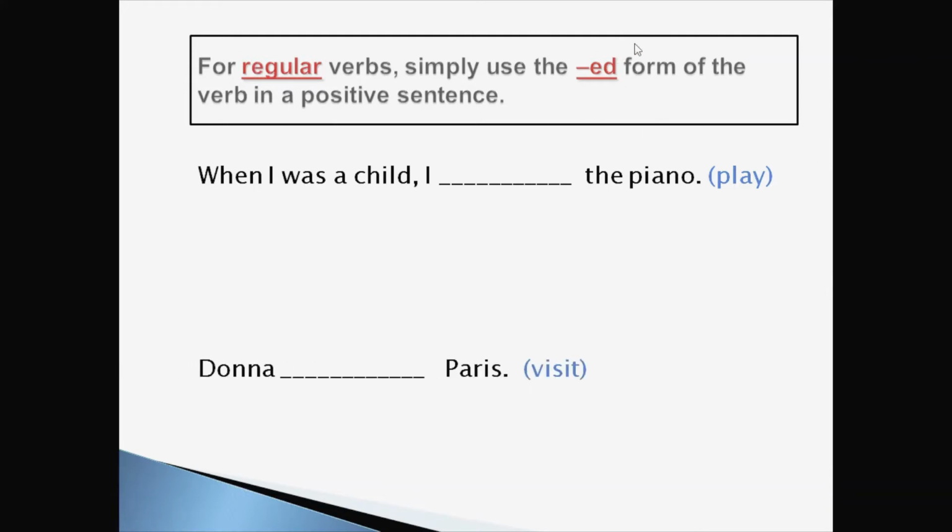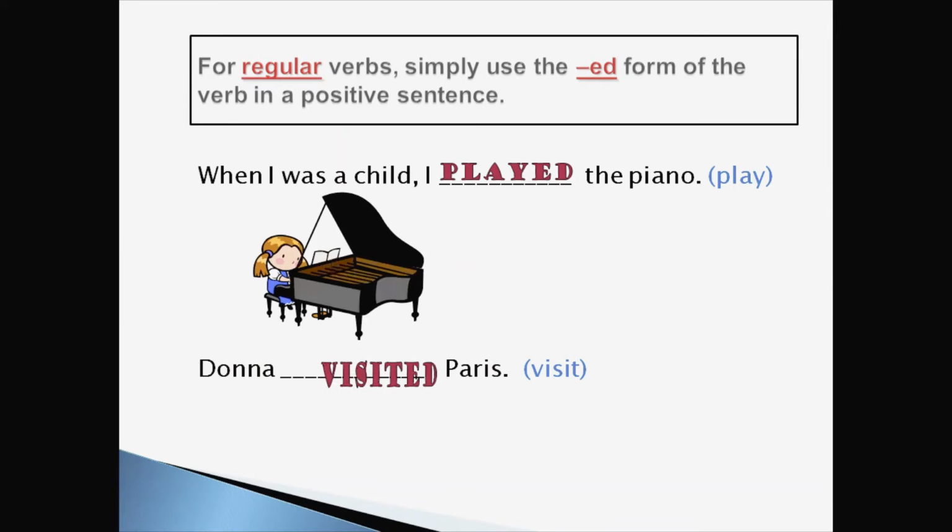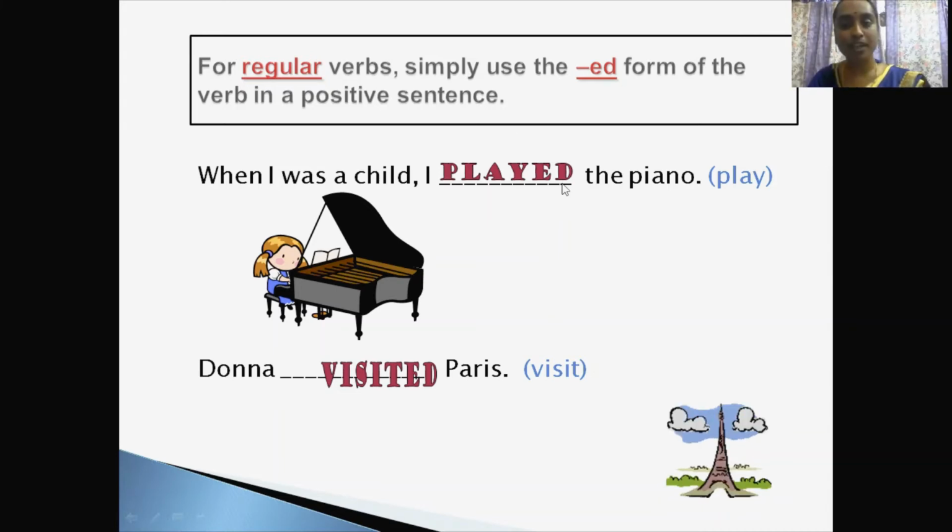Think. Next question is, Donna dash Paris. Here the first form of verb is visit. What you have to add? Ed. You have to add ed. The answer will be, when I was a child, I played the piano. Donna visited Paris. Okay. Here this is the Eiffel Tower and this is a piano. When she was a child, it seems she played piano. Now she is not playing maybe.